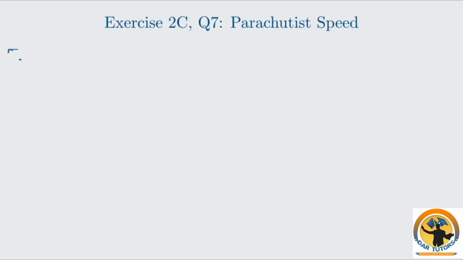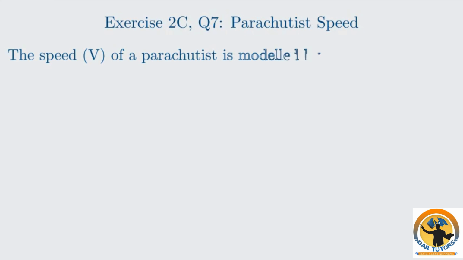This is a decay model involving the constant, e. The speed v of a parachutist is modeled by v equals 40 times the quantity 1 minus 3 to the power of negative 0.1 t. We need to find the initial speed and the speed the model predicts he will eventually reach.